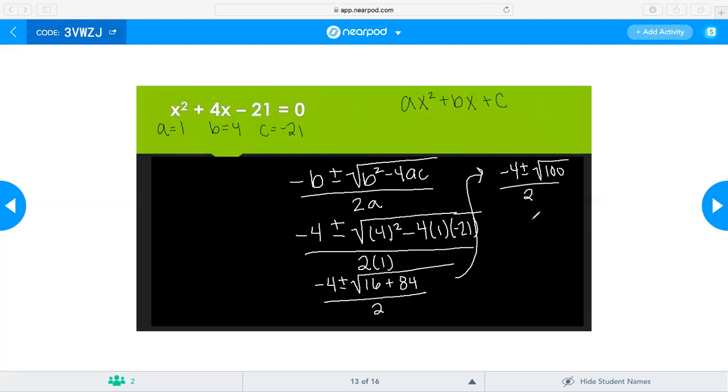All right. Let's talk about what the plus or minus thing means. It's really what it says. I'm going to take my expression here, and I'm going to do one where I'm just adding, and then one where I'm just subtracting. So I'm going to split this up. It's negative 4 plus the square root of 100 divided by 2, and it's negative 4 minus the square root of 100 divided by 2. So that plus minus just means I'm doing both operations. I'm going to add, and I'm going to subtract.